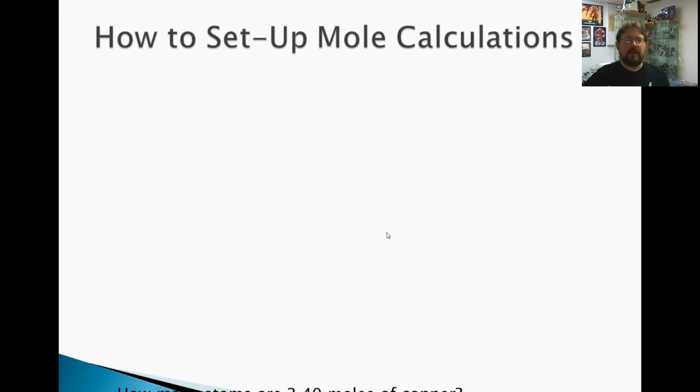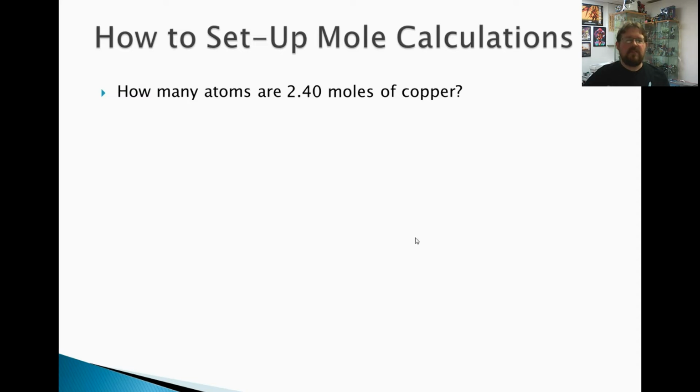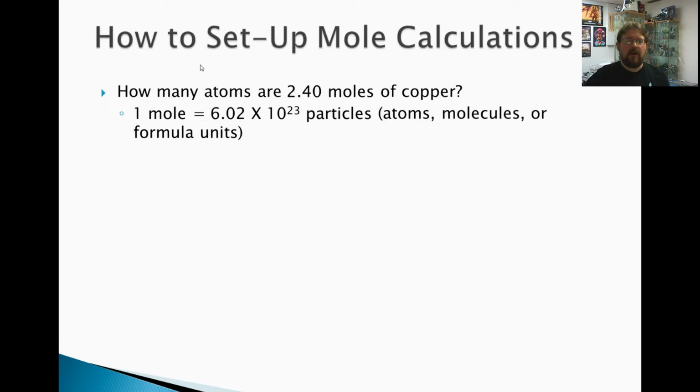So how to set up mole calculations? Let's say you've got 2.4 moles of copper, okay? You want to figure out how many atoms are in that. Well, we know that our key to this is 1 mole is equal to 6.02 times 10 to the 23rd particles. Remember that particles are atoms, molecules, or formula units. So you can use particles, you can use atoms, molecules, or formula units, whatever you need to. But this is our key to getting from moles to atoms, okay?